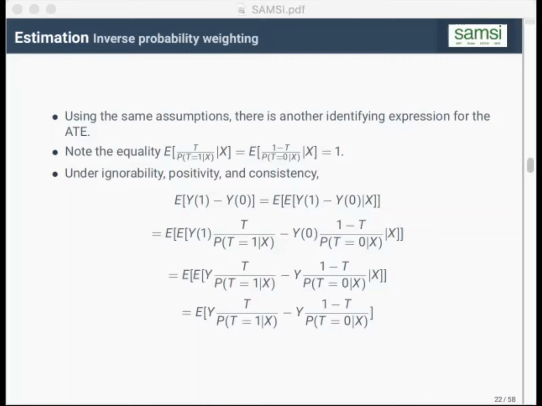Now, under ignorability, positivity, and consistency, we can take the ATE and identify it with this functional of the observed data at the bottom here. So this first line is just like before, iterated expectations. In the second line, I'm multiplying each potential outcome by 1, essentially. And I can do this because I know by ignorability that T is independent of the potential outcomes or the counterfactuals conditional on X. So this truly is just multiplying by a function that has expectation 1.